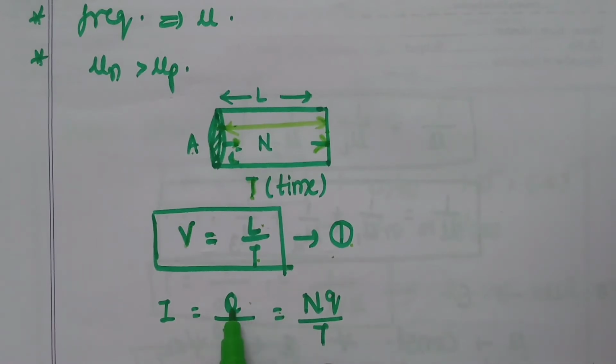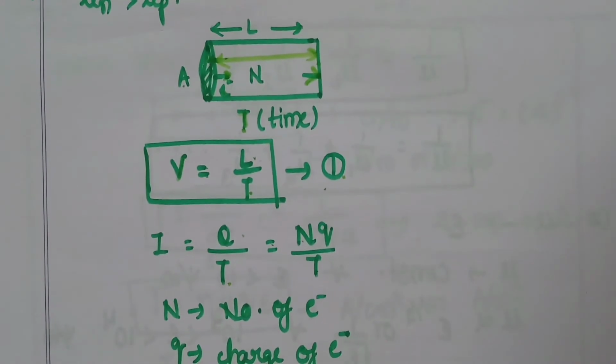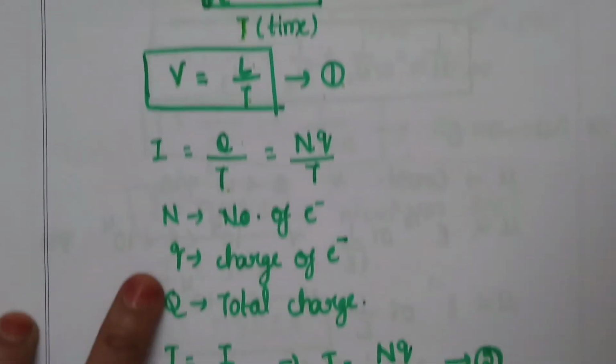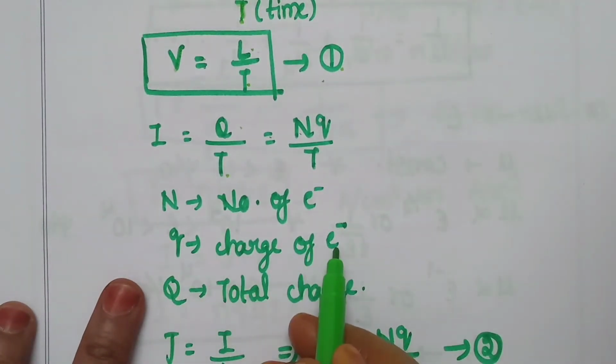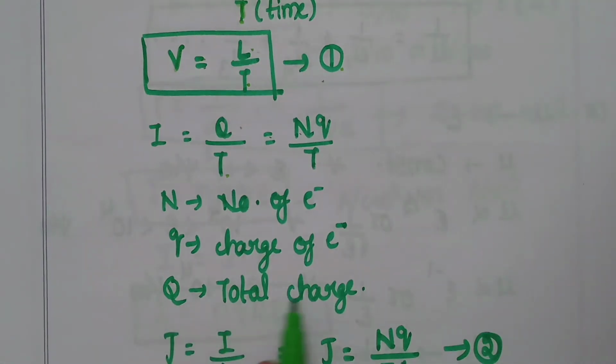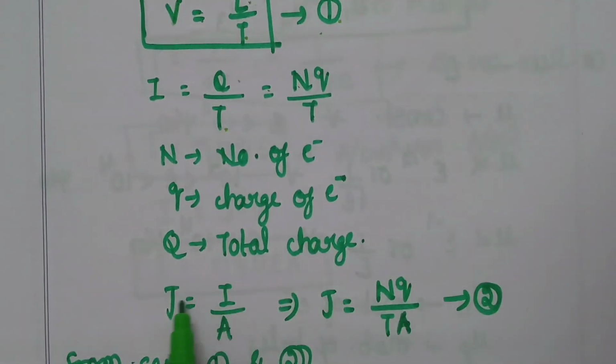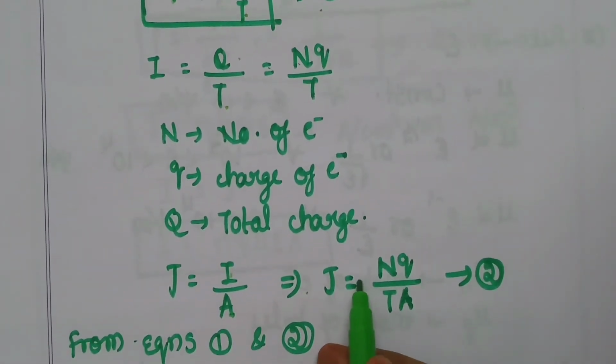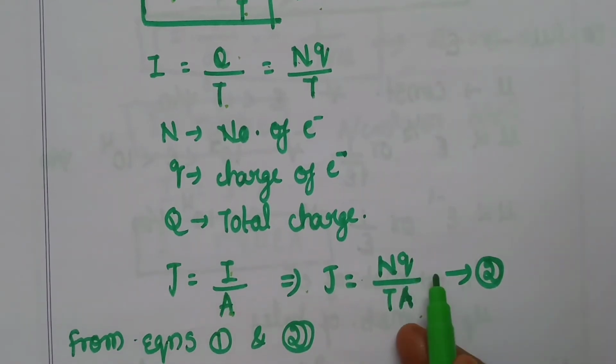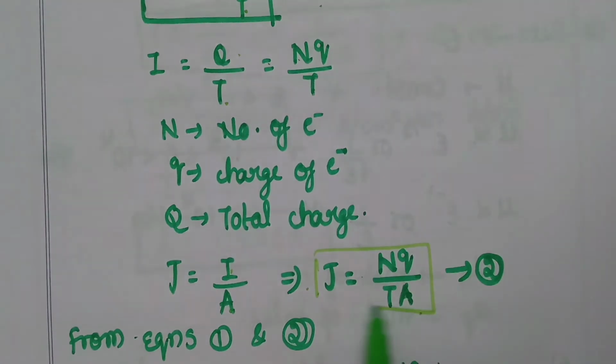The current I is equal to total charge by time. So charge is equal to N into q, and the current is Nq by T, where capital N is the number of electrons and q is the charge of an electron. The current density J is equal to current per unit area, so I by A. That implies J is equal to, if we substitute I, we get Nq by T into A. Let us consider this as equation number 2.